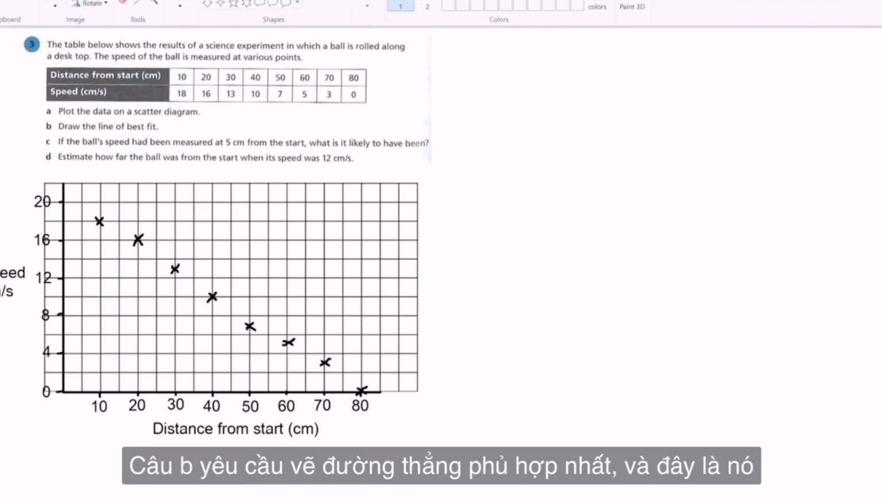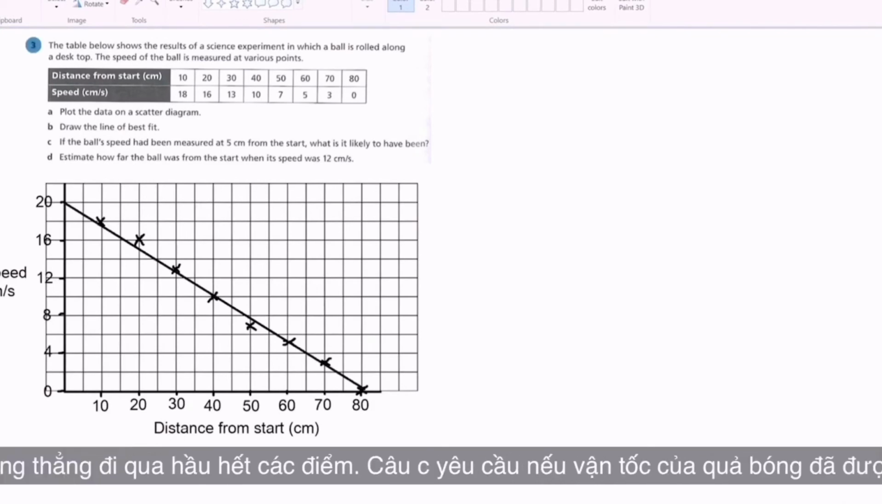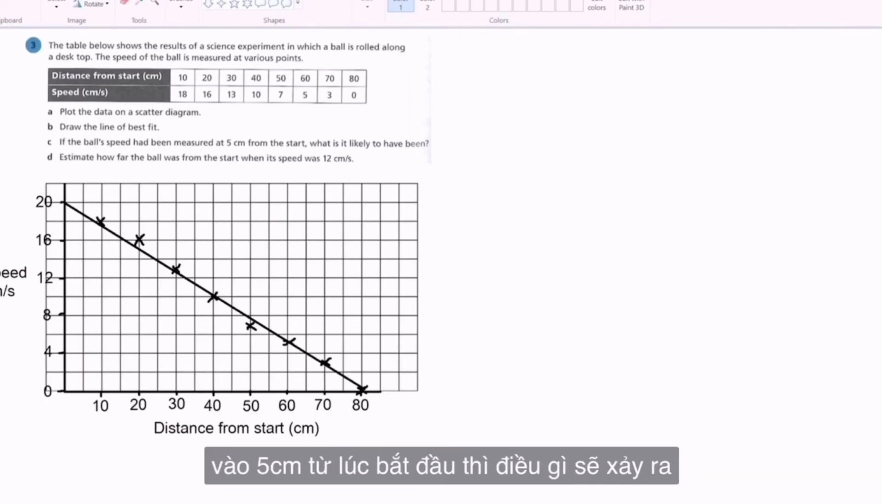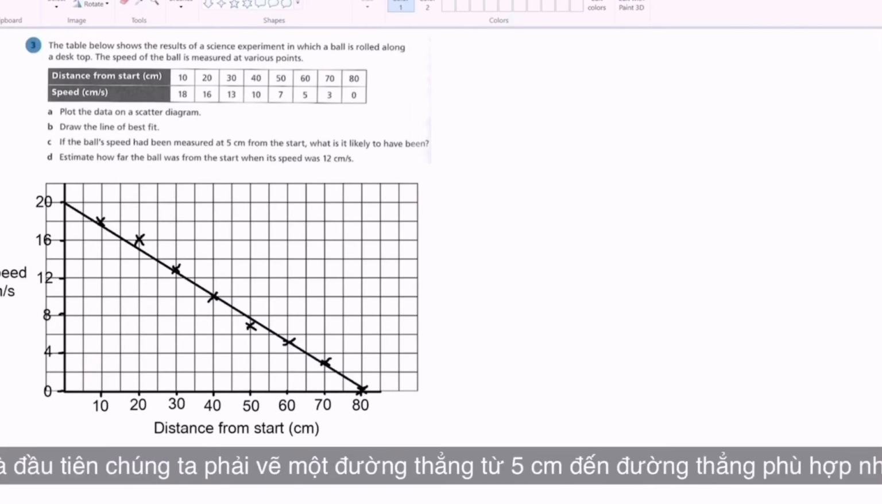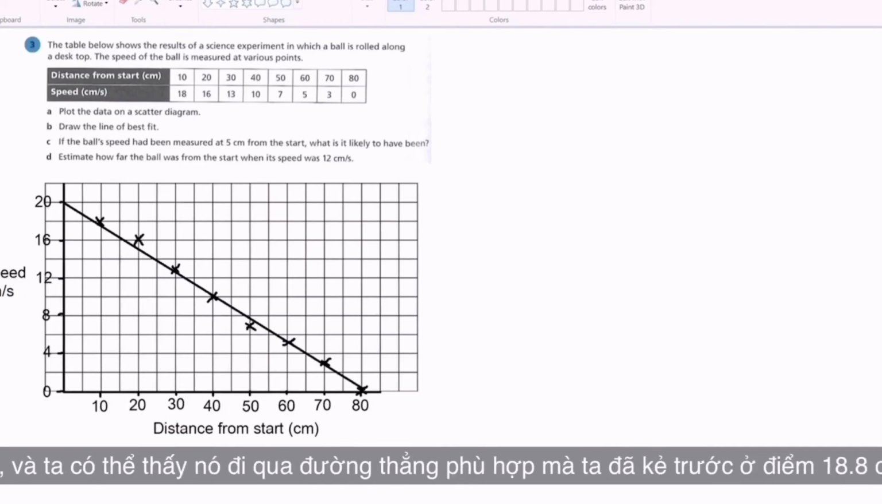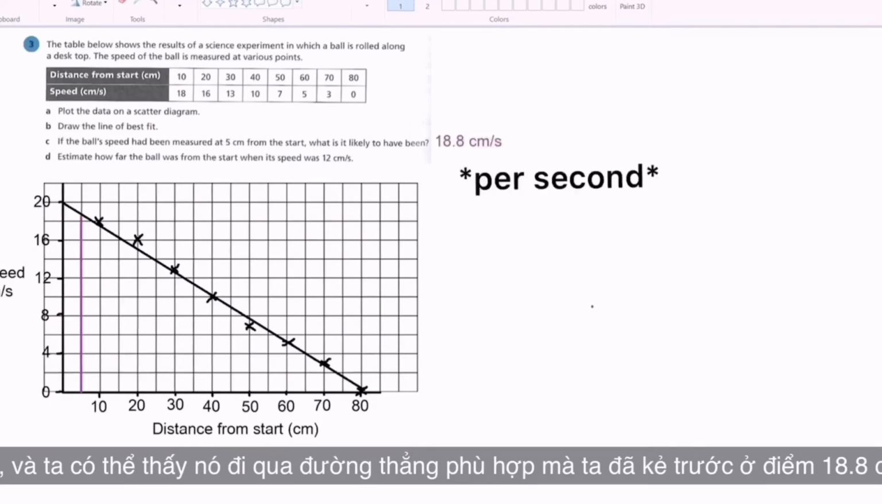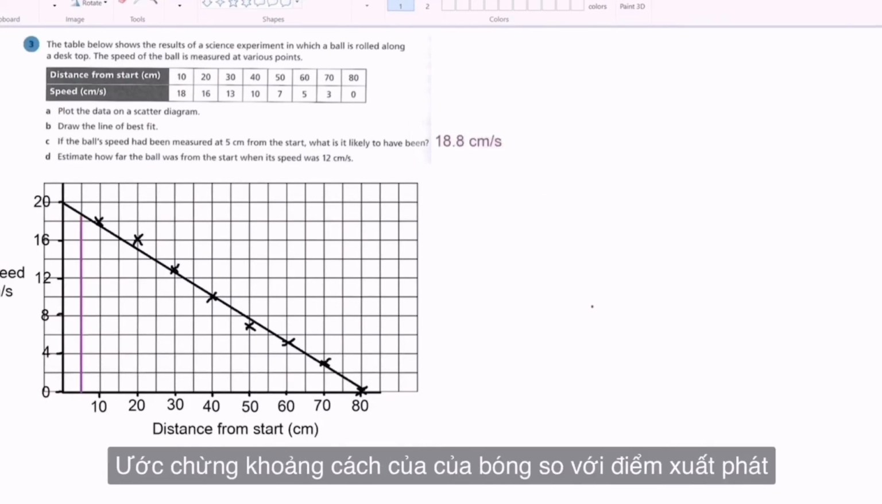Part B says, draw the line of best fit. So there we go, we have a line of best fit that goes through almost all of the points. Part C says, if the ball speed had been measured at 5 cm from the start, what is it likely to have been? So first we have to draw a straight line from 5 cm to our line of best fit. There, and we can see that the line crossed our line of best fit at about 18.8 cm.